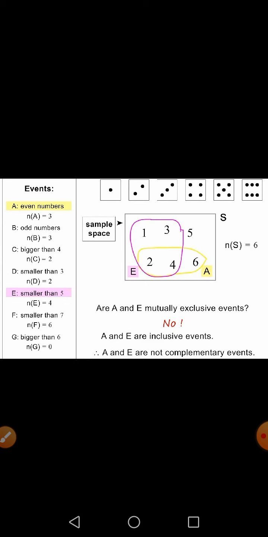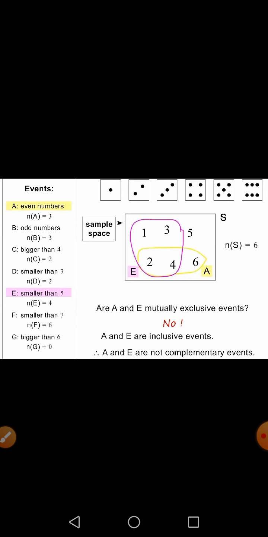Okay, so here, if I threw a dice and the events are A and E, where A is the even number and E is smaller than 4, are they mutually exclusive or not? Yes, it's not mutually exclusive, it's unmutually. Why? Because if I throw a dice, for example, and I got 2, is 2 even? Yes. Is 2 smaller than 4? Yes. So I have 2 events that can happen in one throw, so it's called not mutually exclusive.